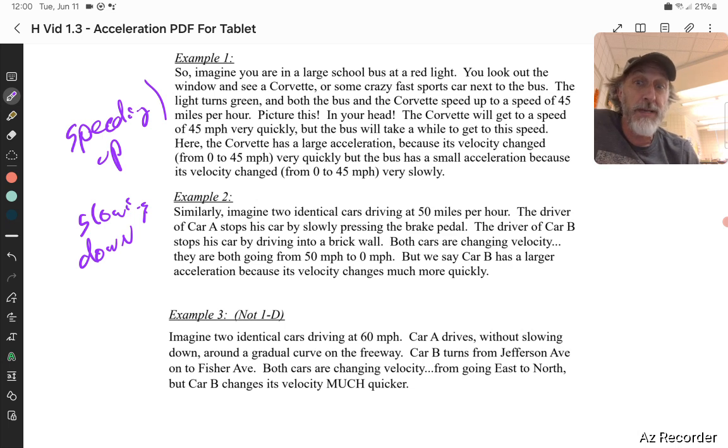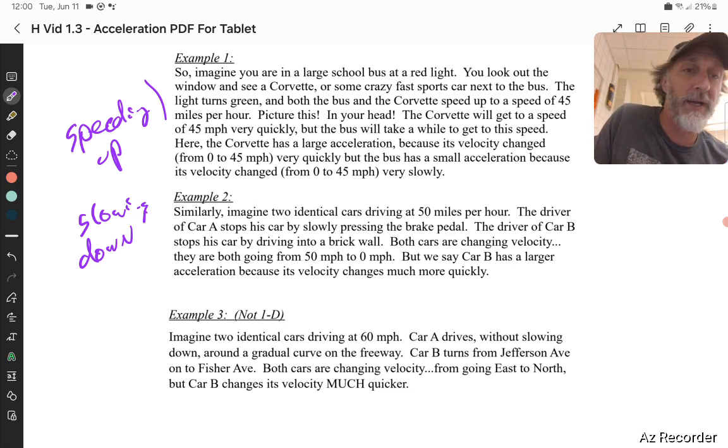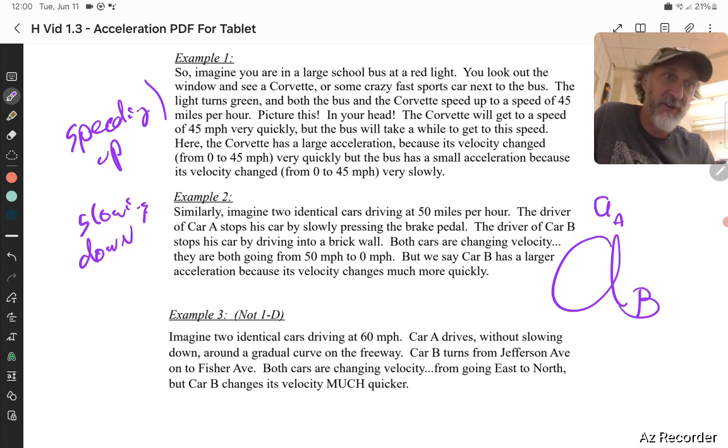The driver of car B stops his car by driving into a brick wall, right? Going from moving to, bam, not moving. That's a very rapid change in velocity, and as a result, a large acceleration, right? So the acceleration of car A is going to be small, acceleration of car B is big, okay?